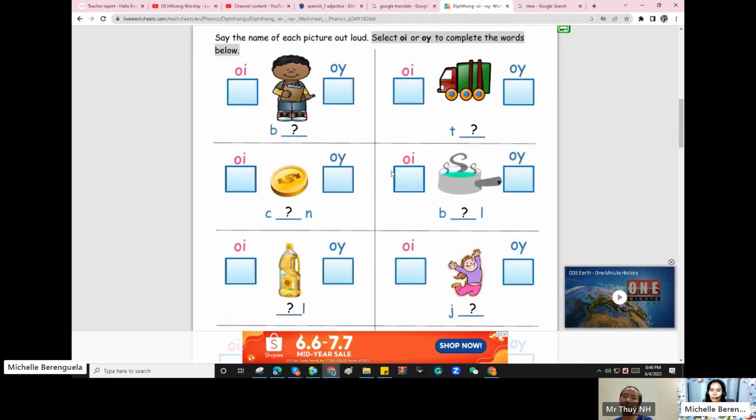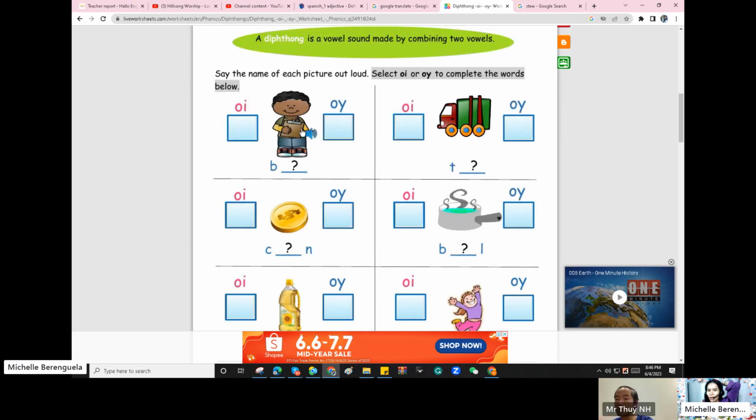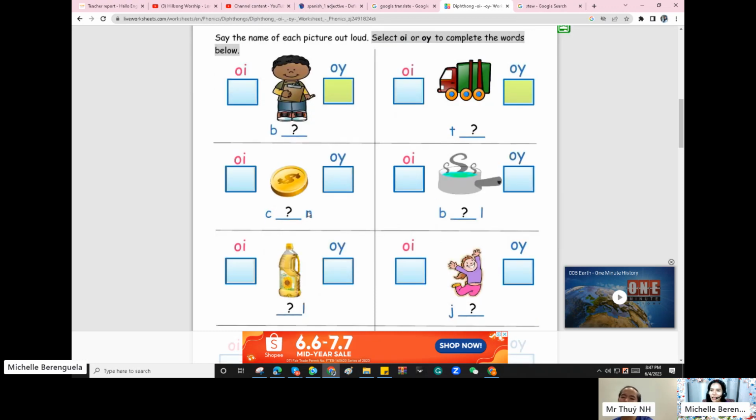All right, so you are going to tell me what we are going to write. Is it O-I or O-Y? Okay, what about number one? What is this? Boy. O-I or O-Y? O-Y. Okay. Number two. Toy. O-I or O-Y? O-Y. Okay, number three. It's boil. O-I. Okay, next.